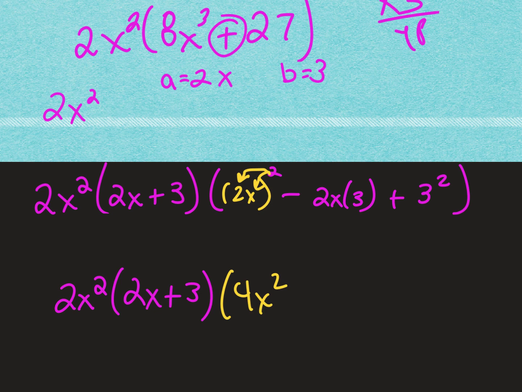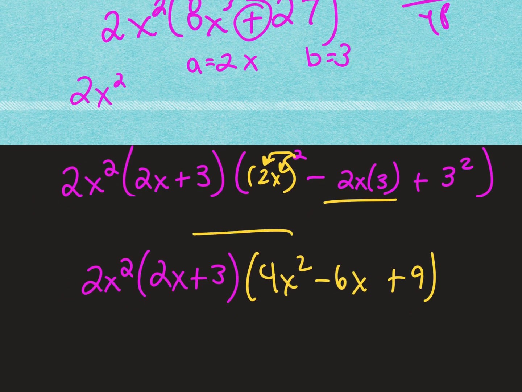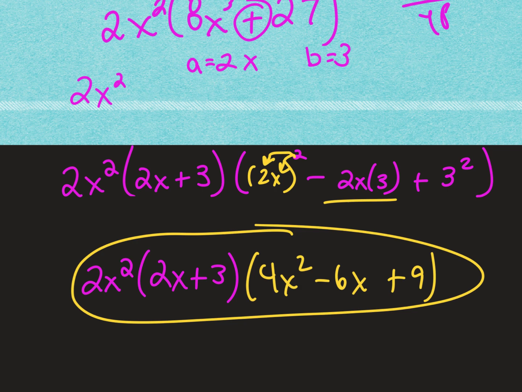4x squared. Good. Simplify this. It's minus what? Minus 6x. And then what's 3 squared? Plus 9. Gotta be careful with that. That one's a little tricky. Little tricky, but good job.